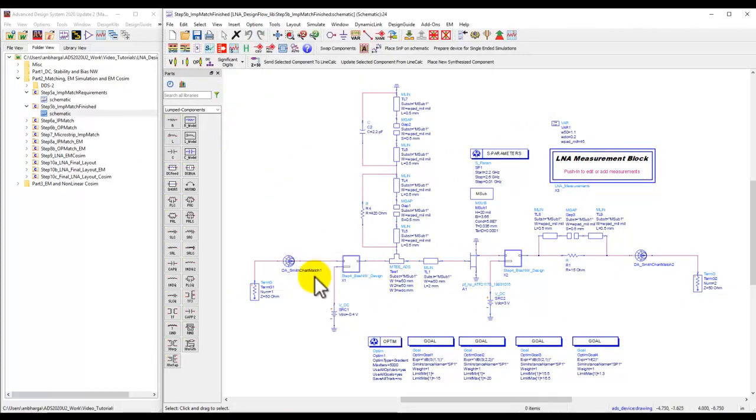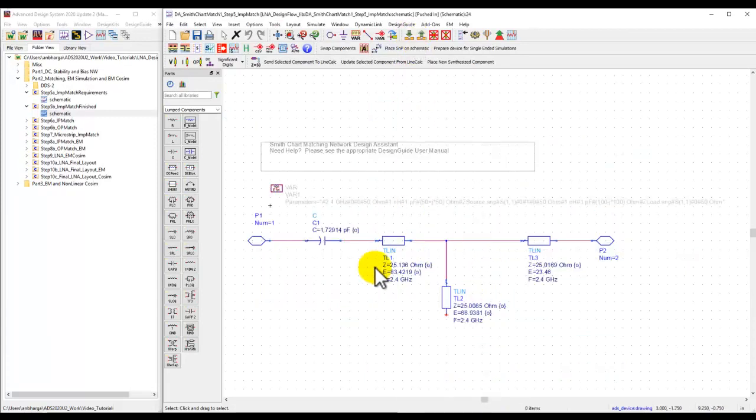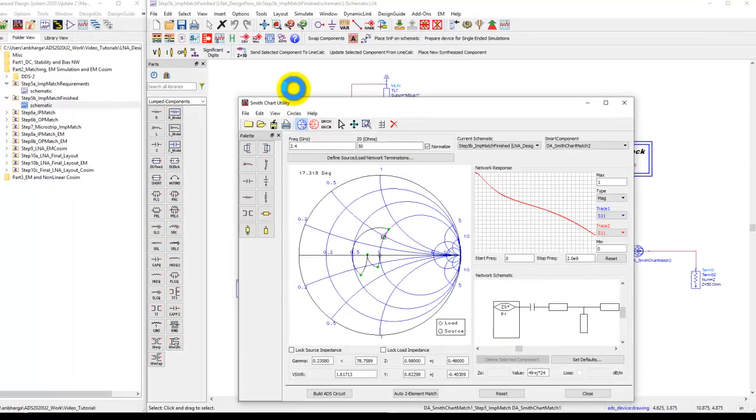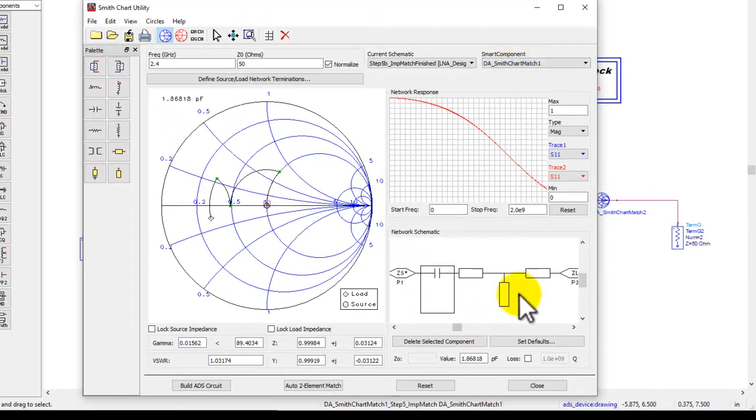So here is a circuit where I already did that. I have a Smith chart component here. You can notice a single stub matching network, and I also used this capacitor as a part of my matching network because I knew I would need this series capacitor as a coupling capacitor. So let me open the Smith chart and let's talk about this match.